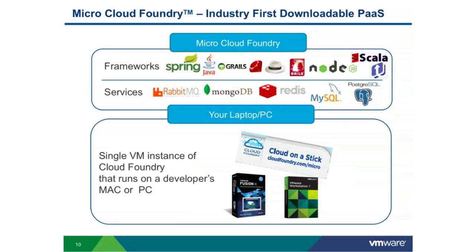Another offer, another channel to consume Cloud Foundry, and this is for developers. A developer tool called Micro Cloud Foundry, which is the first downloadable PaaS in the industry. It currently supports the same frameworks and services as cloudfoundry.com and can run on your laptop or PC. You can take a USB key. It has all the bits, the entire PaaS. Using Fusion or Workstation, you can run it on your Mac or on your PC.